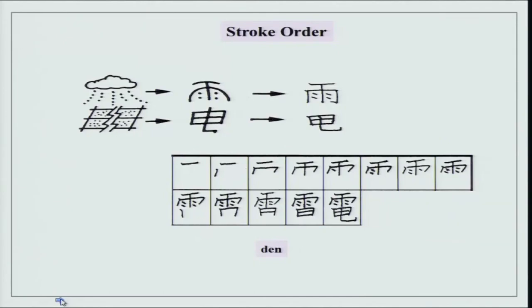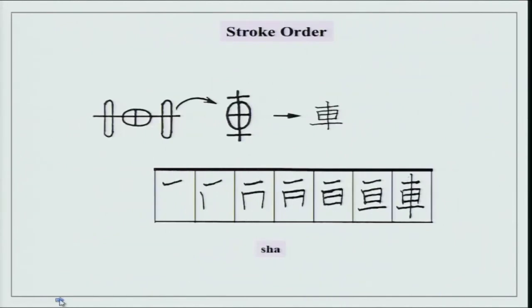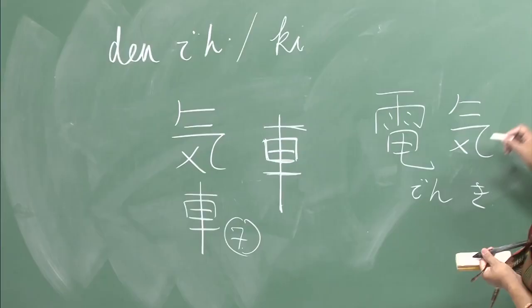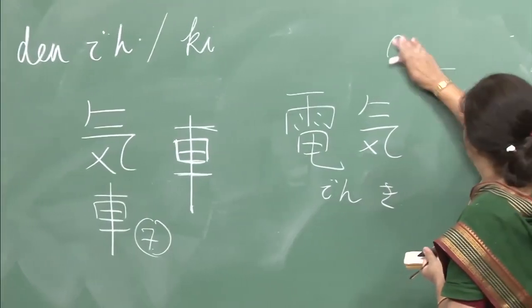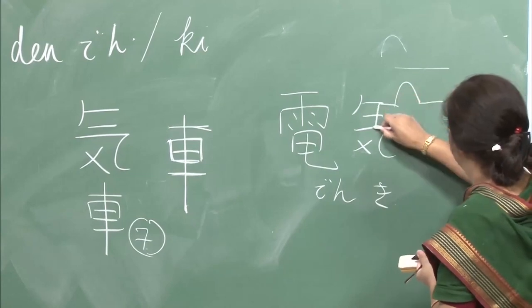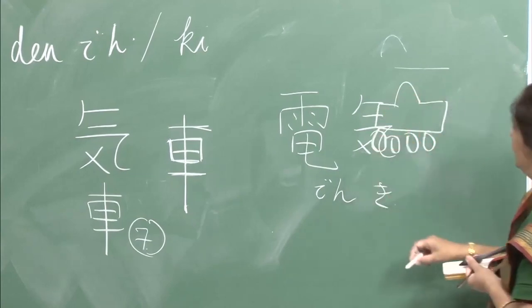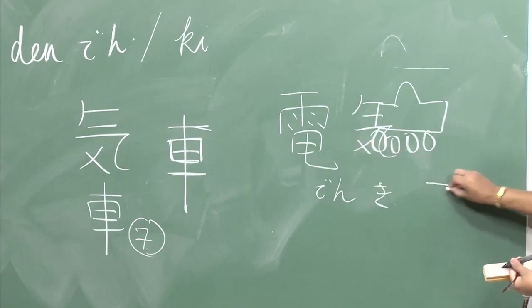Now, how is denki or electricity? How has it come into being? Well, from clouds, rain, thunder affects the paddy fields and thus it is denki. That is how it is made. So, you have the stroke order. You can practice the stroke order. Now, you have kuruma or sha over here. You have the stroke order, how it is made. If you look at a car, well, that is how it is. The base is shown. This is your car like this with the four wheels here, and this is the base that is shown.